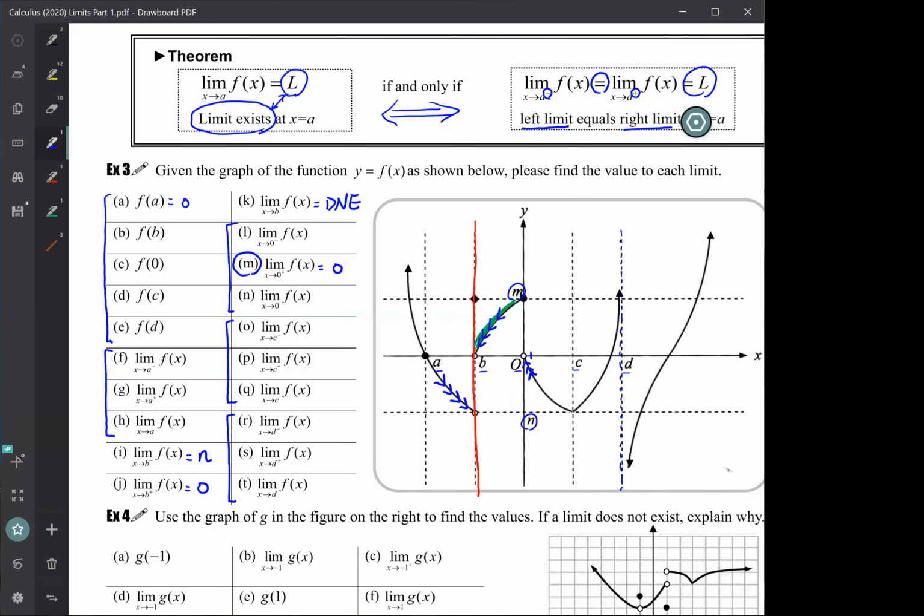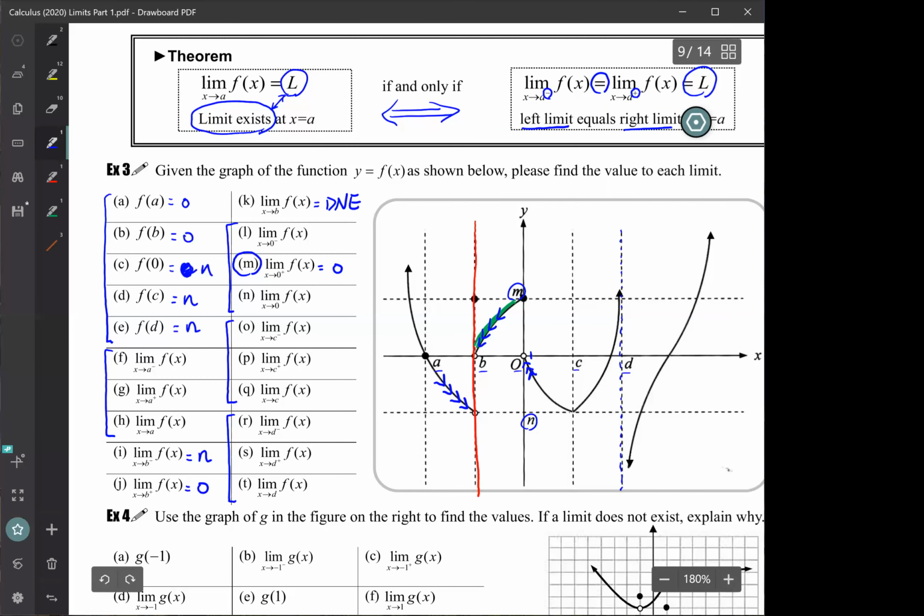Okay, Nicole, can you tell me your answers for B, C, D, E? For B I got 0. For C I got N. Oh wait, no. For C I got 0, and then for D I got N. Wait, D and E. That's C, so that's N. Sorry. Is it 0, 0, and N? Yeah, 0, and N.